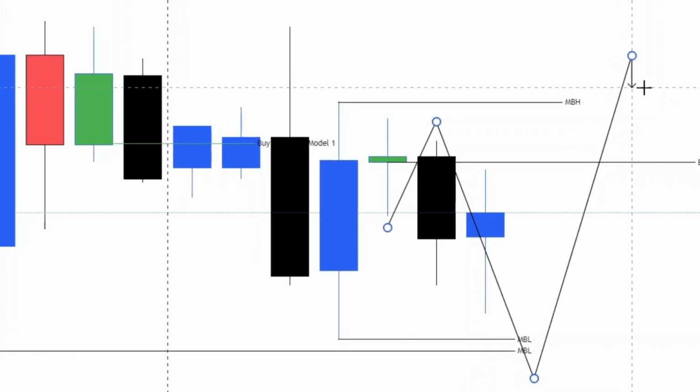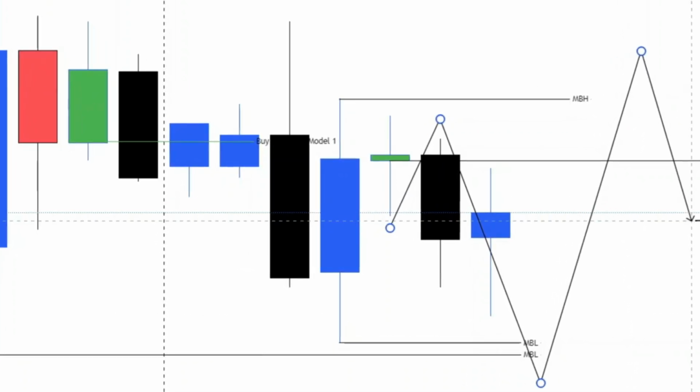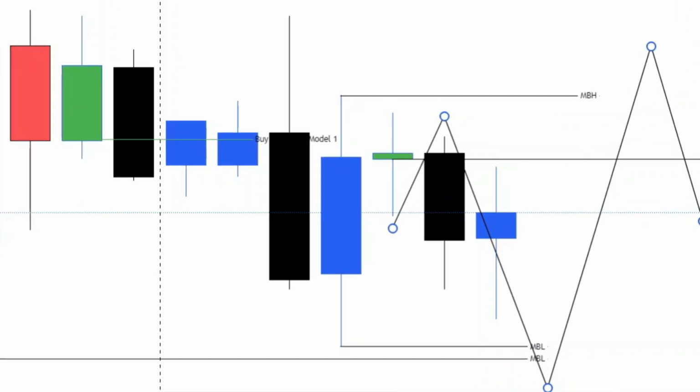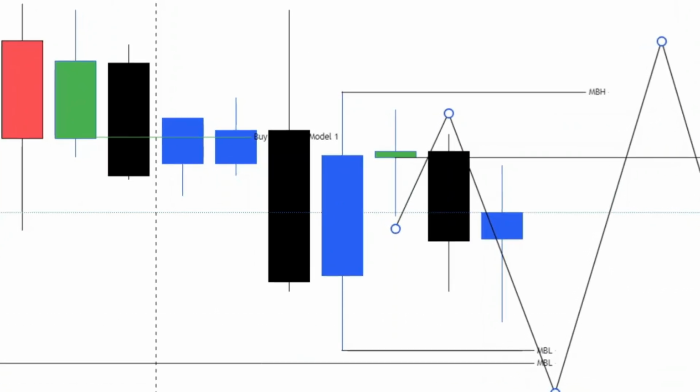So 2 things we are expecting. We are either expecting a retracement and continuation, or we are expecting an instant reversal.